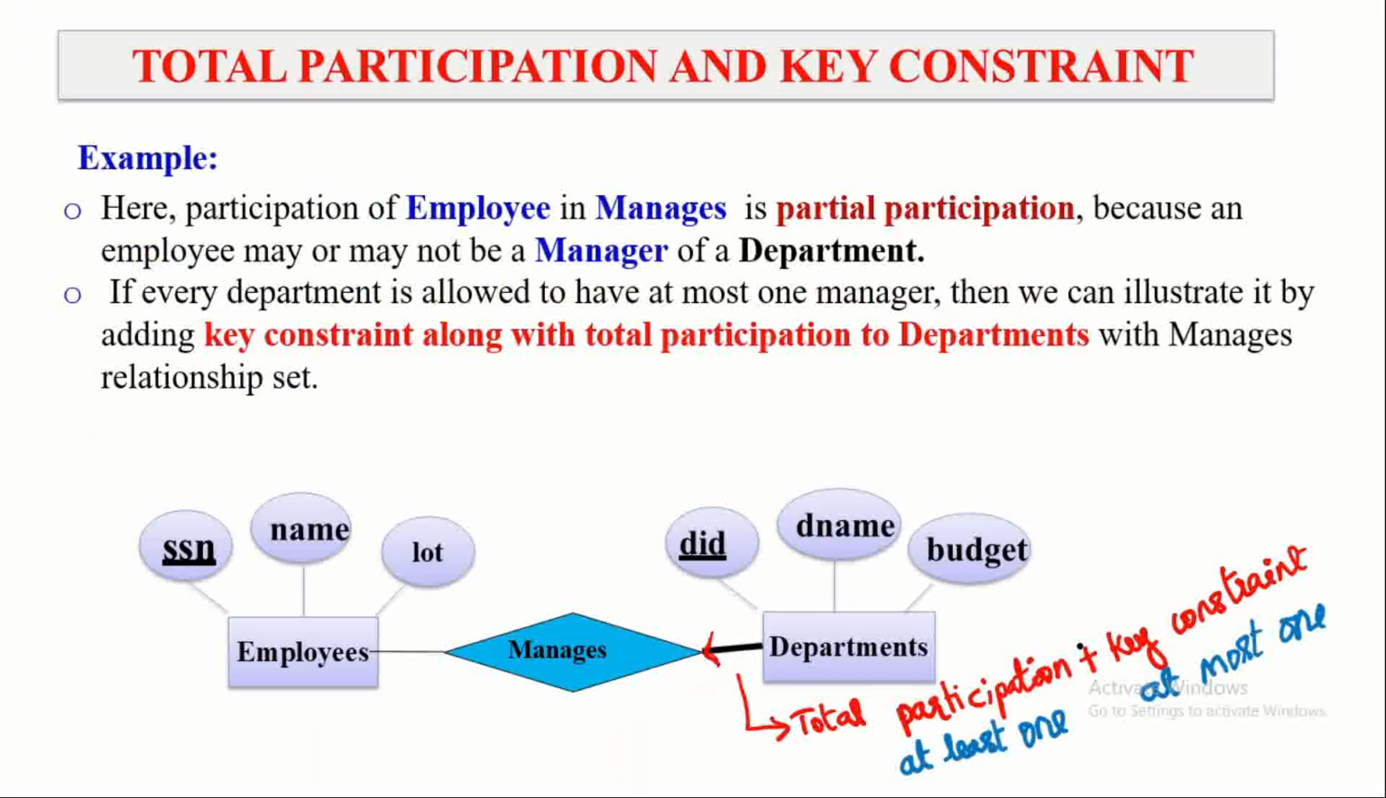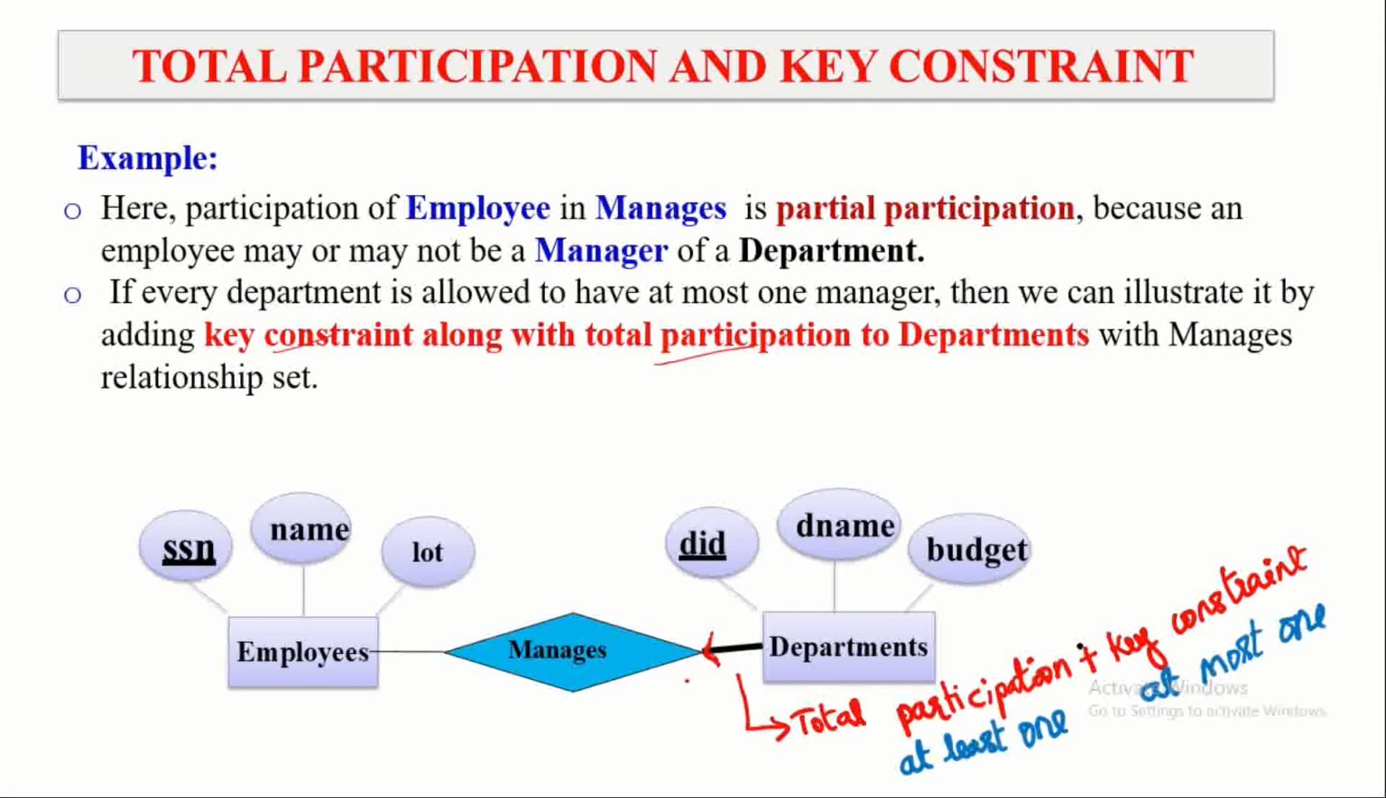And if we include one more constraint, that each and every department is allowed to have at most one manager, then we can illustrate it by adding a key constraint along with total participation constraint to the departments entity set with managers relationship set. So accordingly, you can notice here we have added an arrow mark, that is the key constraint, along with the total participation. Here the bold line as well as the arrow mark is included. It indicates that both total participation and key constraints are included in this ER diagram.